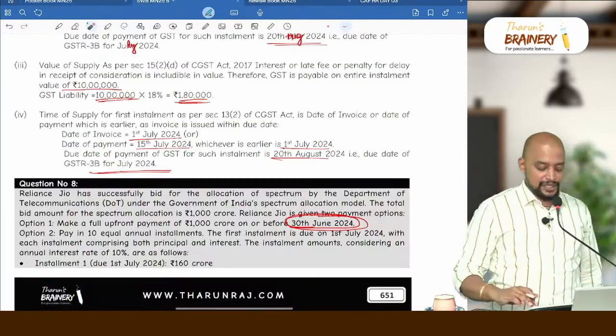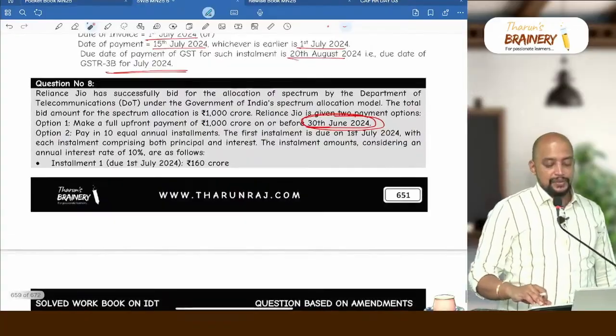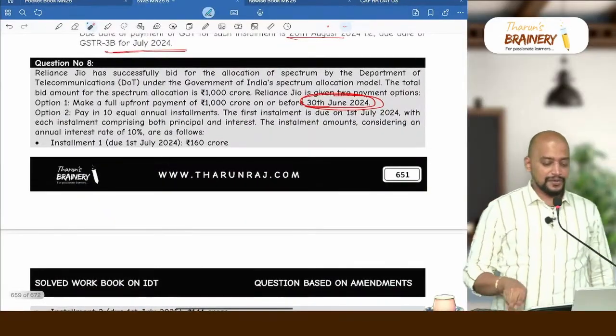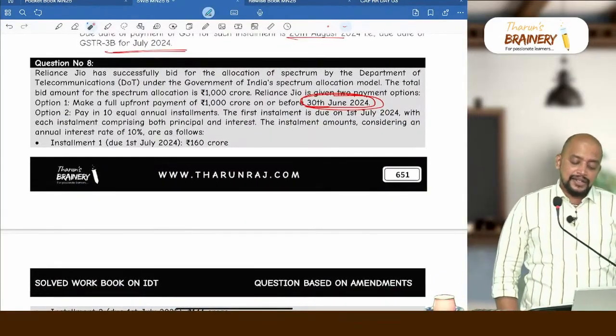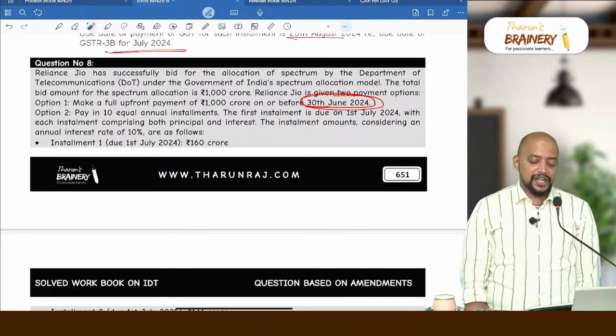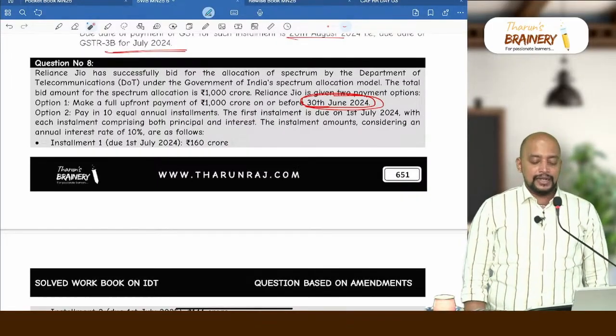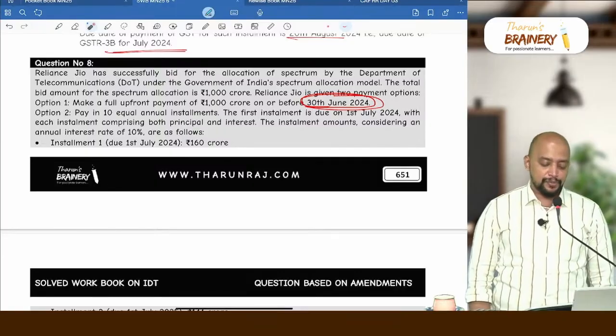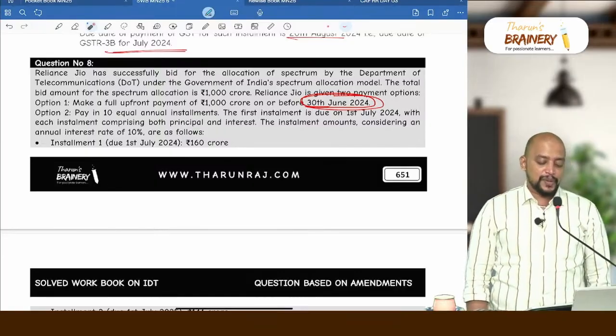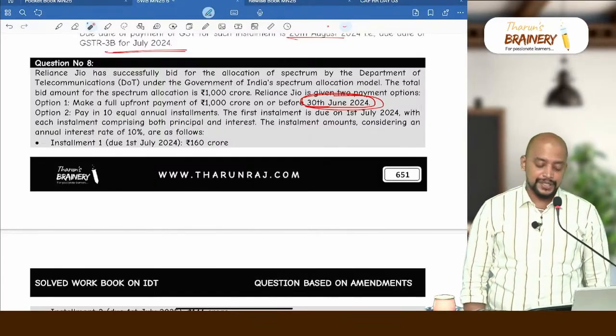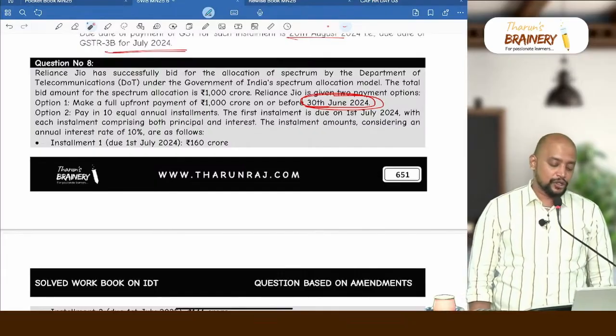Related to this, one question is there. You can see that question number 8. Question number 8. Reliance Jio has successfully bid for the allocation of spectrum by the Department of Telecommunication under the Government of India spectrum allocation model. The total bid amount for the spectrum allocation is rupees 1000 crores.